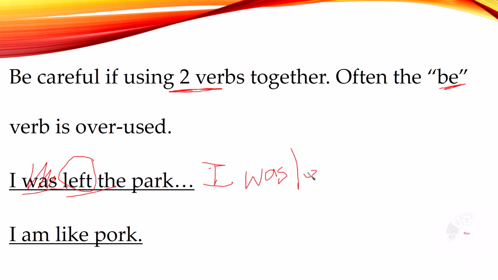I was left in the park by my parents. It could be this passive form. I was left there by my parents when they drove away. So it's possible. That's why you'll never see the red underline from your computer program showing you a problem, because it is possible. But usually, that's why I say be careful.